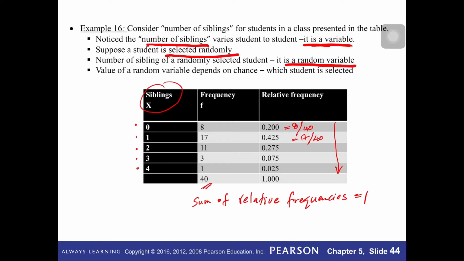Okay, the value of this random variable depends on chance. See, value of this random variable, it can be 1, 0, 3, 4. It depends on the chance. Okay, who we selected. Clear?